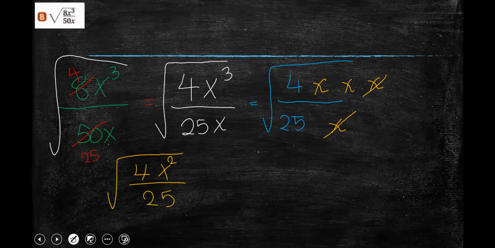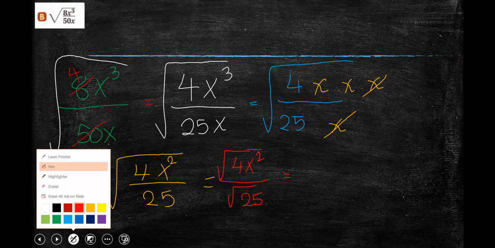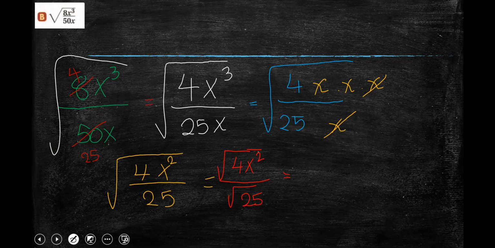Then let's now distribute the square root on the numerator and on the denominator: square root of 4x squared over square root of 25. Then I solve it in detail. Now some of you can solve it quickly, shortly, without these details. So I can say this 4x squared, the square root can be distributed to 4 and x squared over square root of 25.